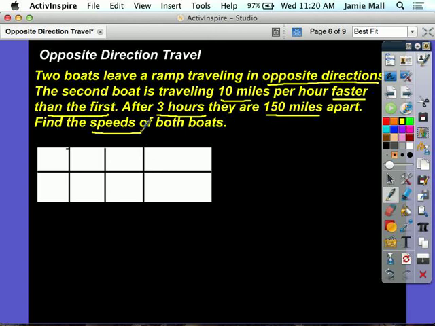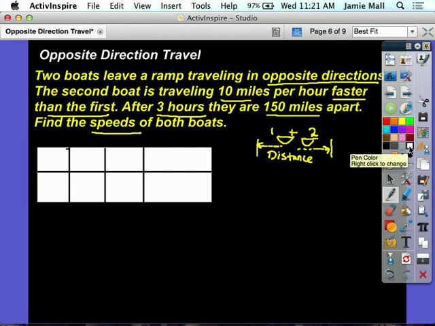So let's remember, like we talked about in class, when we talk about opposite directions, we've got one boat going in one direction, a second boat going in another direction, and after 3 hours, this is their distance apart. So if we take the distance of the first boat and the distance of the second boat and add them together, that's going to give us the total distance. And that's what's going to help us when we set up the equation for the problem.